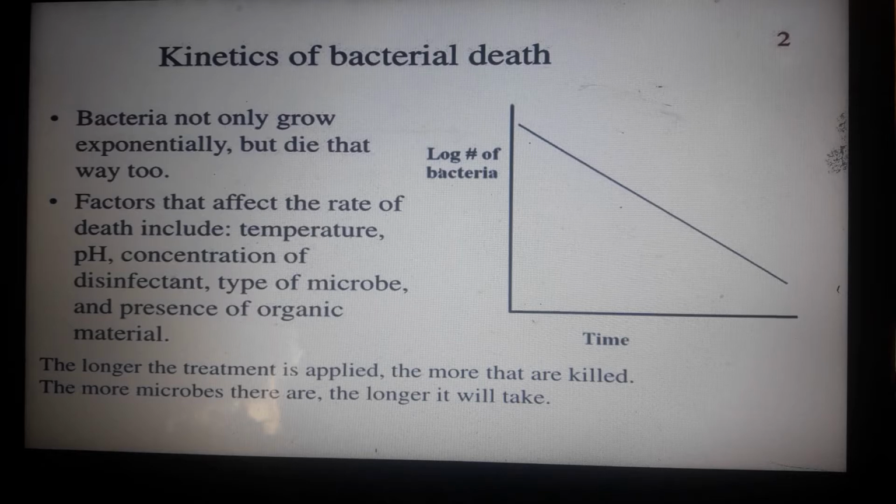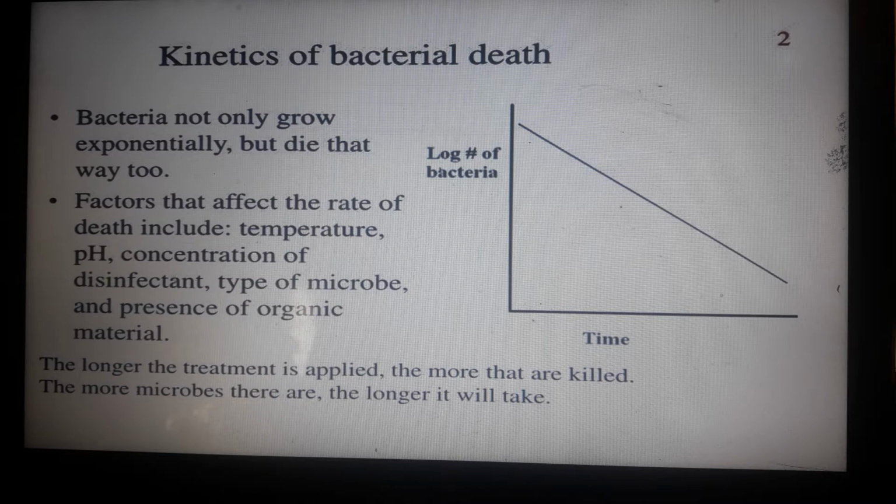For example, the concentration of disinfectant. The lower the concentration of the disinfectant given to a larger population of bacteria, the slower the death capacity of the bacteria. If there is a large amount of disinfectant and a smaller population, there is a faster death capacity of bacteria. But if a larger amount of disinfectant is applied to a larger amount of bacteria, there is a slower death capacity.